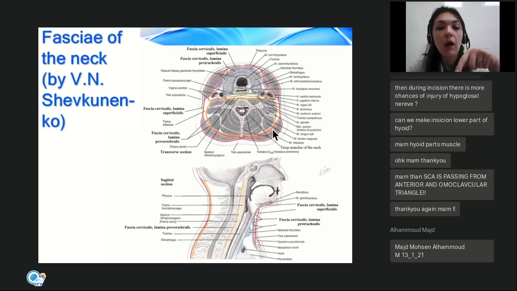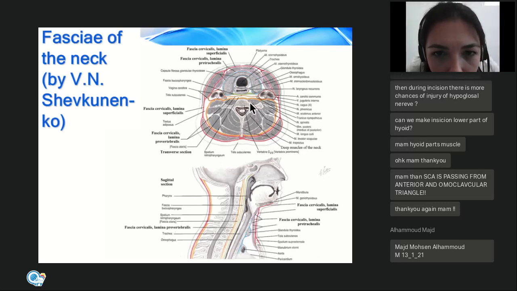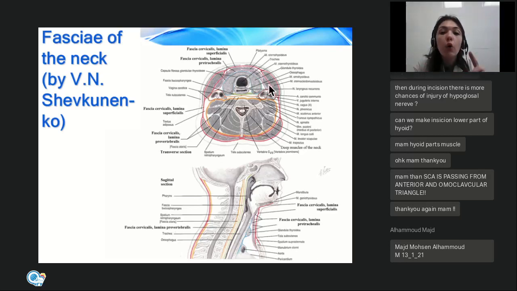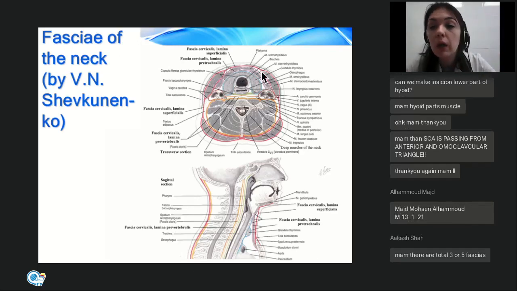Then beneath the superficial layer of the proper fascia of the neck, there is the deep layer of the proper fascia of the neck. Here it is, violet or purple. It exists only in the anterior part of the neck, and it surrounds the infrahyoid muscles. Infrahyoid muscles.